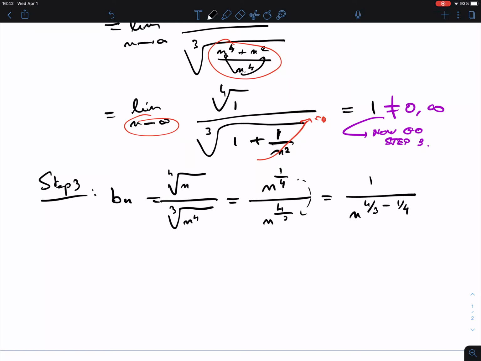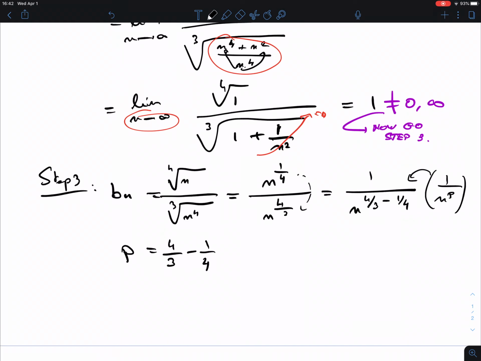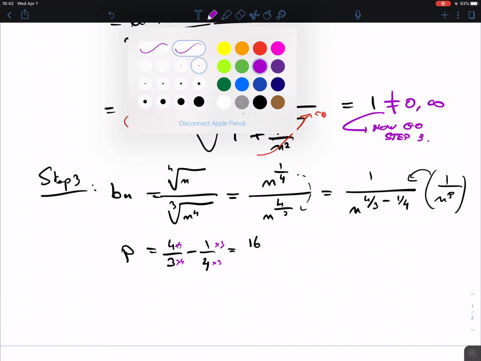Now what matters is, so P is 4/3 minus 1/4, right? Remember, in the P series, it always looks like 1 over n to the P. So this is what we see here, and therefore P is this number. And now the question is, is this bigger than 1 or not? Okay, let's work that out. I have to put this on common denominator 12, so 16/12, times 4 times 4. And here times 3, minus 3/12.